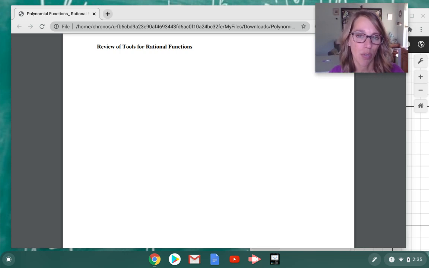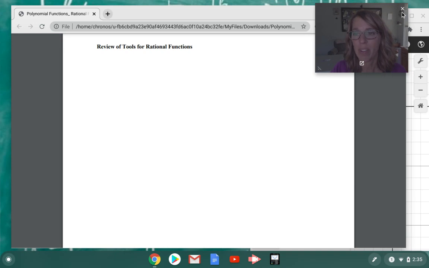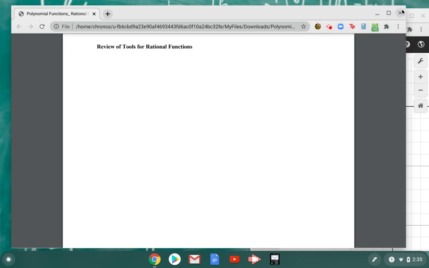This is part 2 of rational functions. We're going to start with a pretty quick review, but a pretty thorough review of what we saw in part 1, and then we're going to quickly move into putting all of the pieces together. So a rational function is a fraction. Let's go ahead and start off with an example.